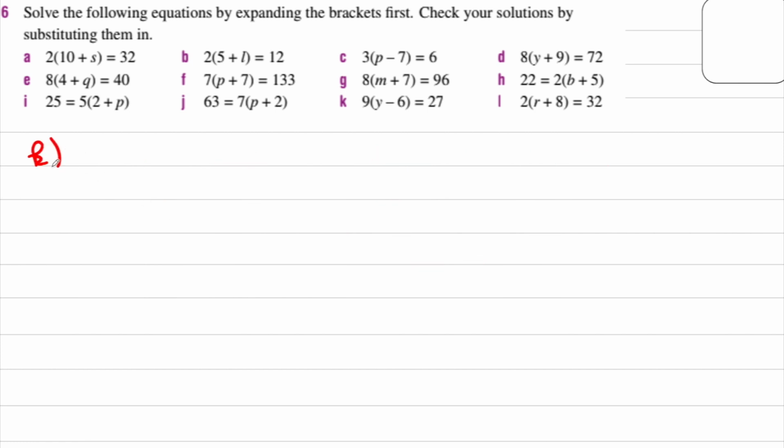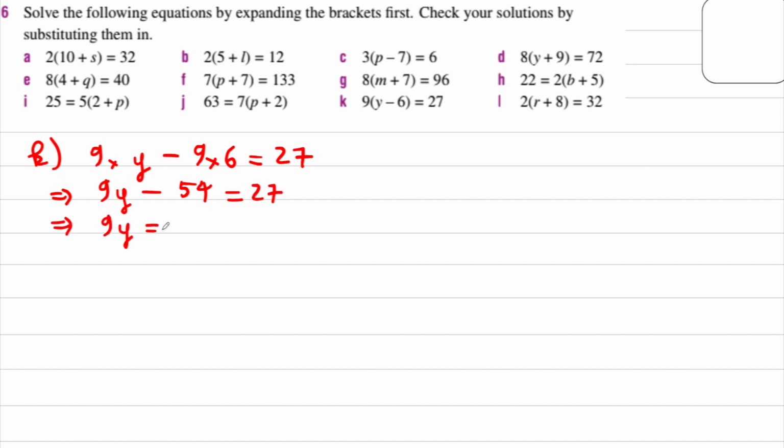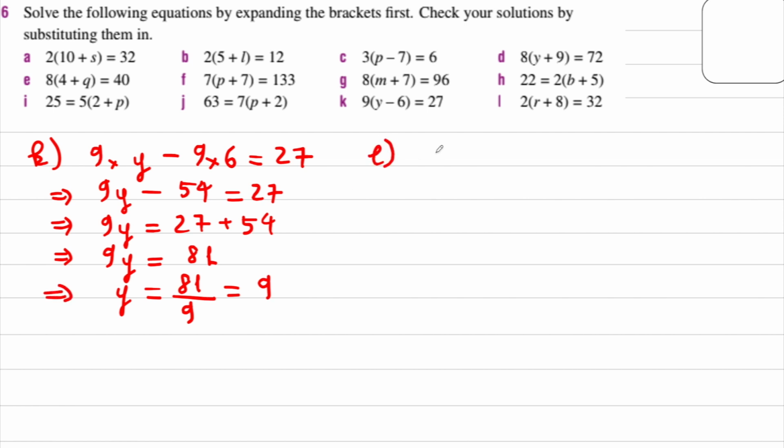The next one is K. 9 times y minus 9 times 6 equal to 27. 9 times y minus 54 equal to 27. 9y equal to 27 plus 54. And 9y equal to 81. y equal to 81 divided by 9. This is 9.